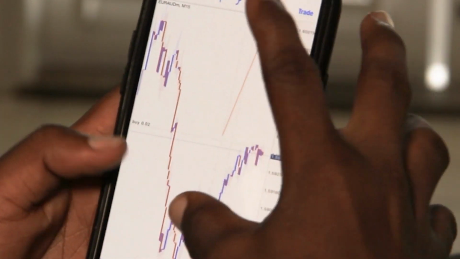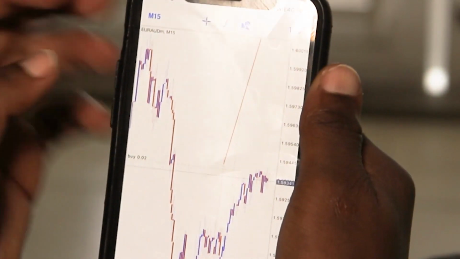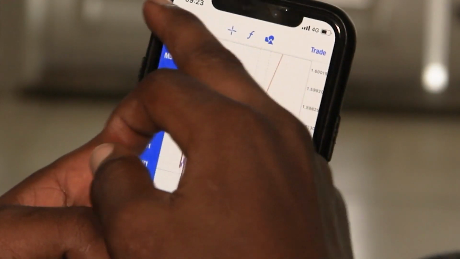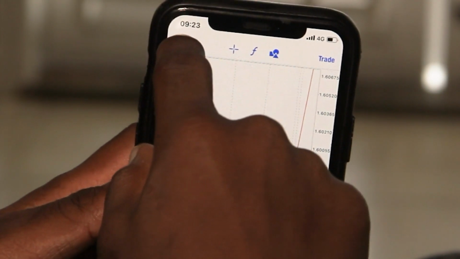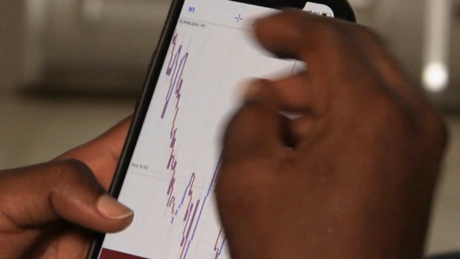Let me break this down real quick for you. As you can see, this is Euro AUD, and we are currently on the M15. If there is any noise in the background, guys, I'm sorry, because it's still early in the morning and people are crazy around the neighborhood. Anyways, let's look at it.